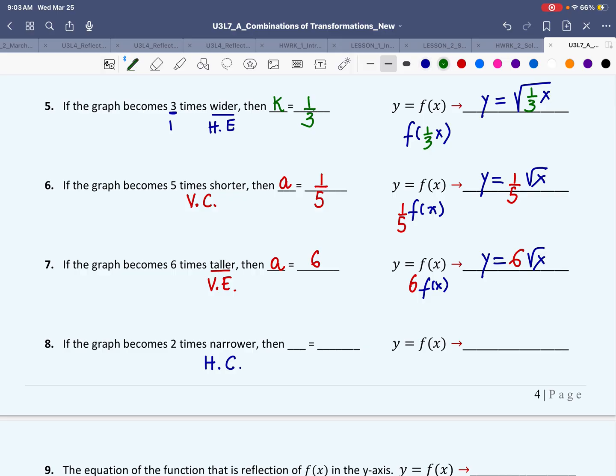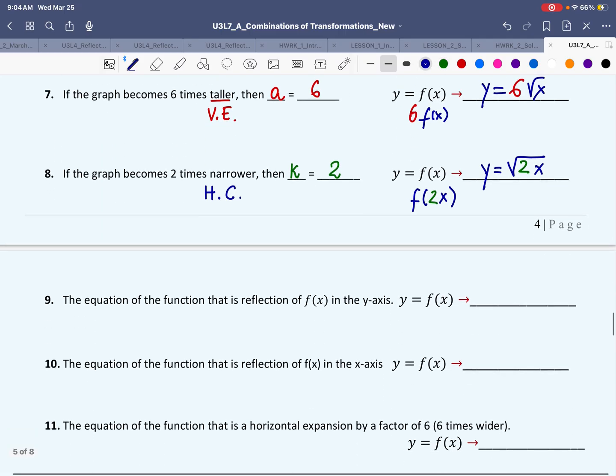So that is caused by changes in the coefficient k, and if it is 2 times narrower, that means the values of x have been sped up by a factor of 2. So it becomes twice as big based on the coefficient k equals 2. So the function now has changed to become f of 2x. And the equation of this square root function will be y equals the square root of 2x.